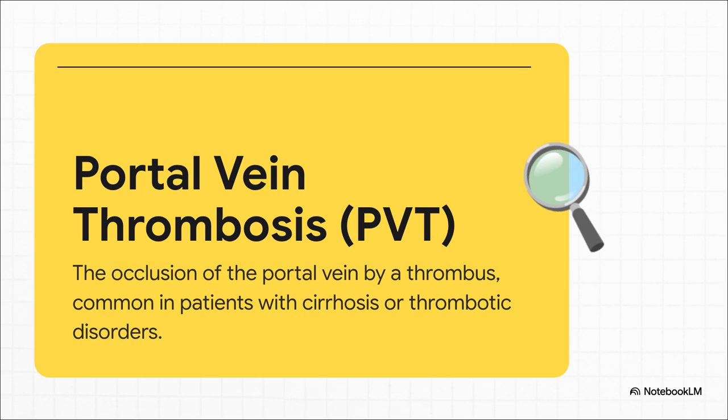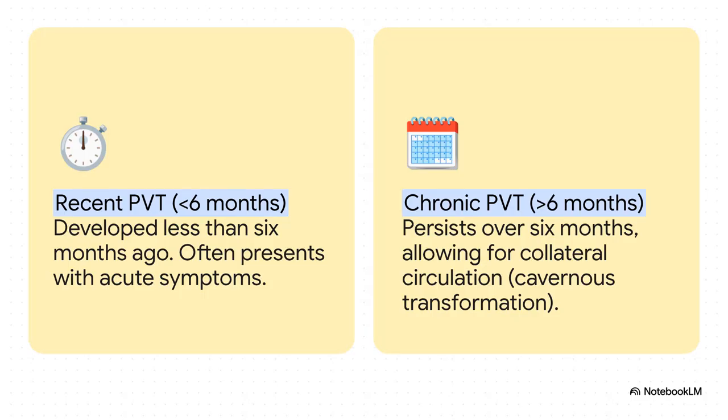have underlying liver disease. Okay, this right here, this is probably the single most important concept to get straight about PVT. We don't just say a patient has PVT, we have to define it as either recent or chronic. A recent clot is new, it's fresh, and it's often causing acute symptoms. But a chronic clot, well, that's been hanging around long enough for the body to actually build a workaround, this incredible network of tiny, new veins around the blockage. We call that a cavernous transformation. Getting this one distinction down is the key that unlocks the entire management plan.